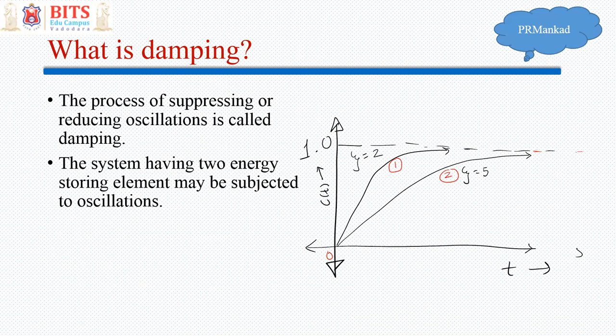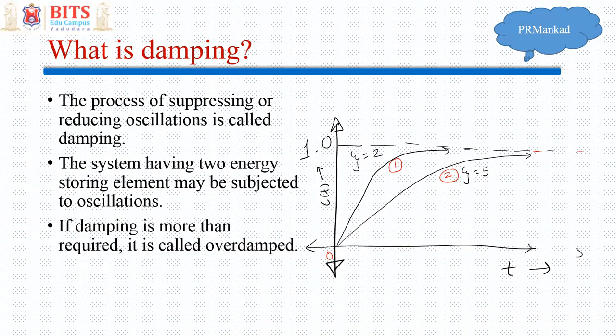Why are there oscillations in a system? Because the system has two energy storing elements, it may be subject to oscillations. Energy transfer may take place from one to the second and from the second to the first, and that may lead to oscillations. And to suppress them, we use damping.